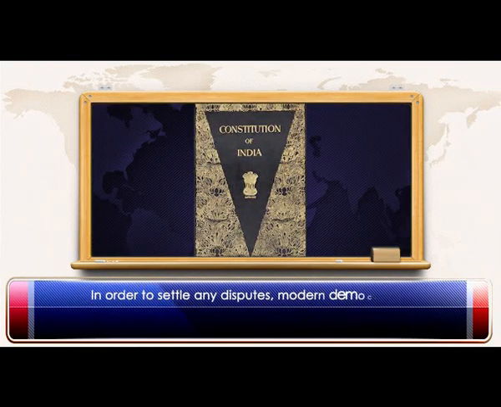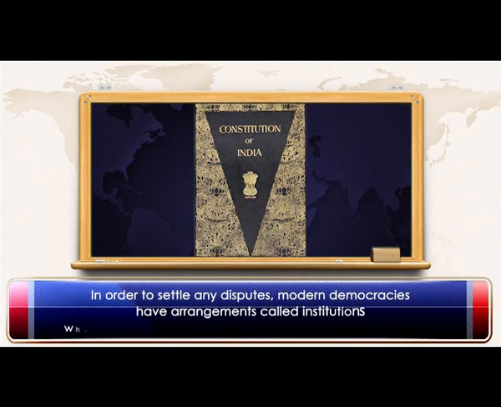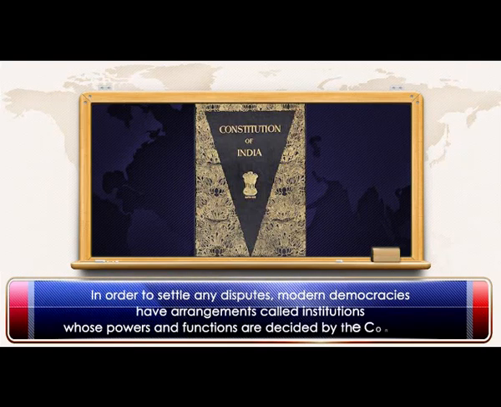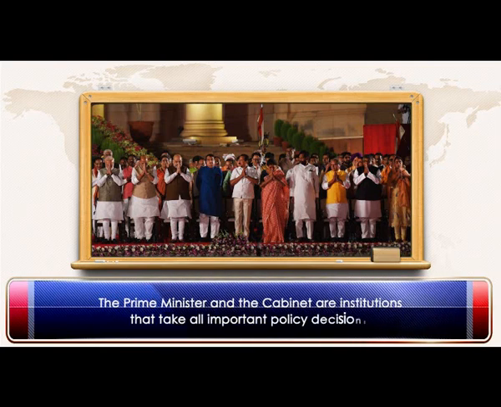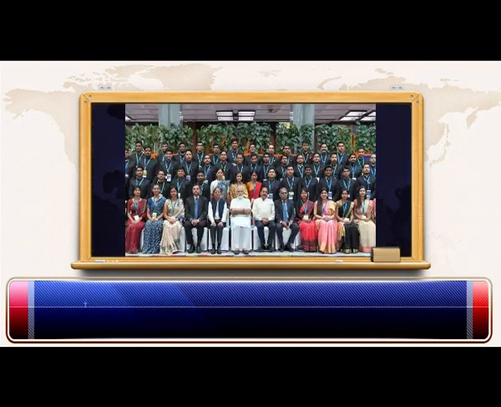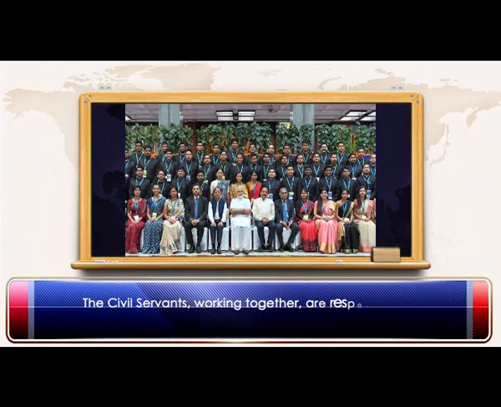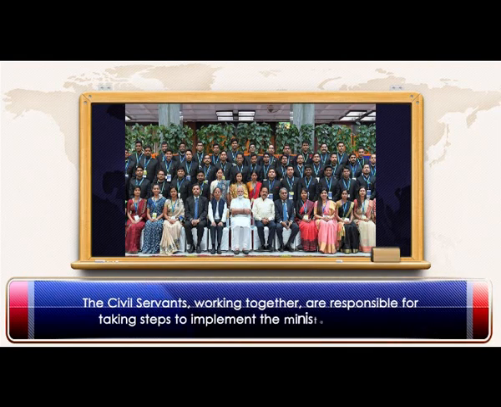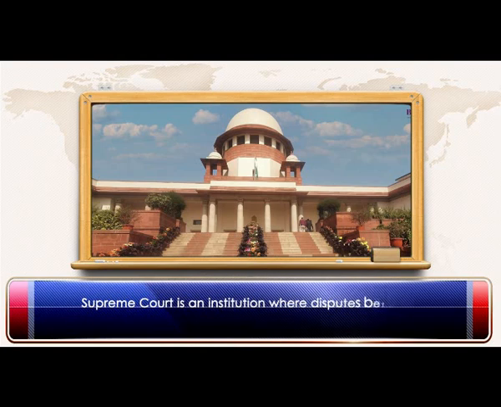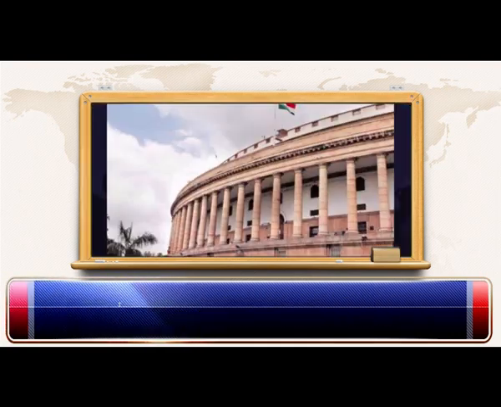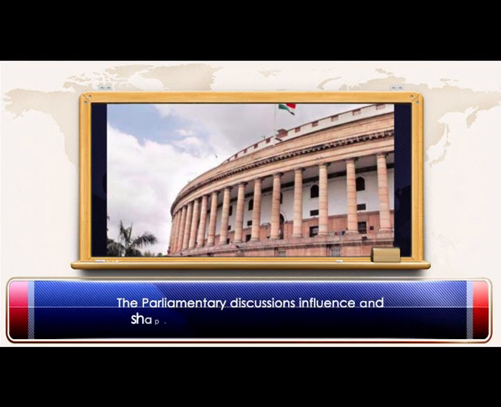In order to settle any disputes, modern democracies have arrangements called institutions whose powers and functions are decided by the Constitution. The Prime Minister and the Cabinet are institutions that take all important policy decisions. The civil servants working together are responsible for taking steps to implement the minister's decisions. Supreme Court is an institution where disputes between citizens and the government are finally settled. The parliamentary discussions influence and shape the decisions of the government.